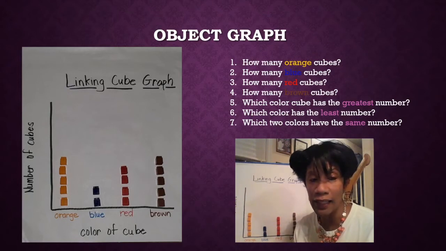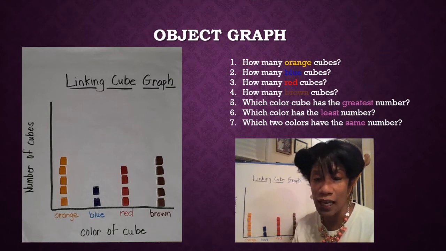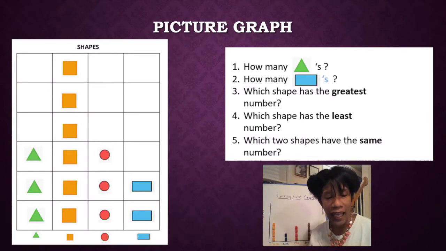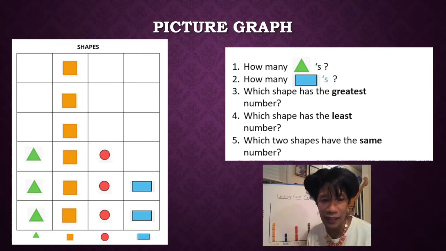So you're going to look at that linking cube graph, which is an object graph, and make sure that you can answer those questions. The second graph you're going to look at is our picture graph, and it has pictures of 4 shapes, and they are triangles, squares, circles, and rectangles. And then you're going to answer the 5 questions that you see there. For that, you also have a table that's going to have lots of data in it, and you're going to have to, what's that word we talked about this week? That's right, interpret. You're going to have to interpret the data and create your own picture graph.